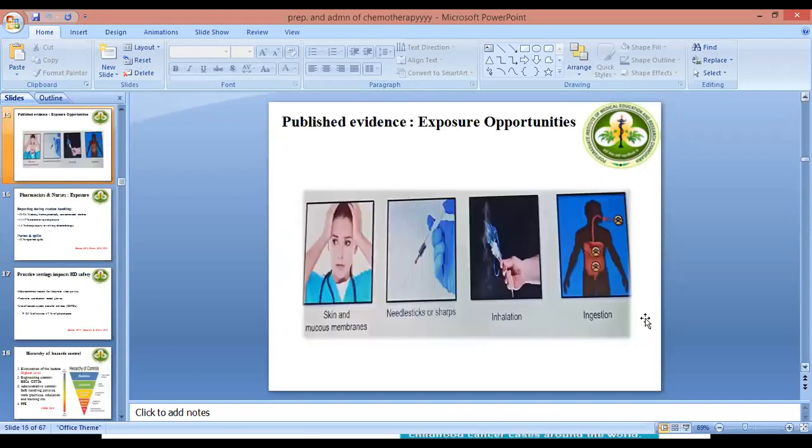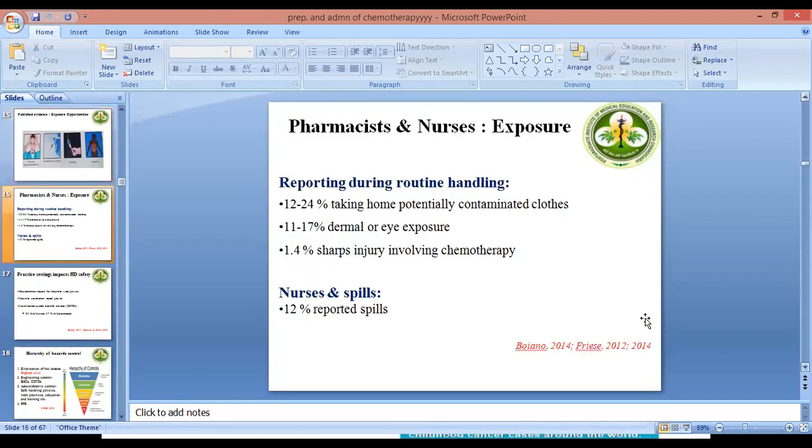Exposure occurs through the skin or mucous membrane, needle stick injury, inhalation, or injection of some kind of chemotherapy medicine. Pharmacists and nurses are exposed during handling, and 12 to 24% take home potentially contaminated clothes when nurses and pharmacists who work in the chemotherapy area are not wearing proper PPE. 11 to 17% report dermal or eye exposure during preparation or administration, and 1.4% report sharp injury involving chemotherapy preparation and administration. Spills are also found in nursing; about 12% reported a spill during chemotherapy preparation and administration.